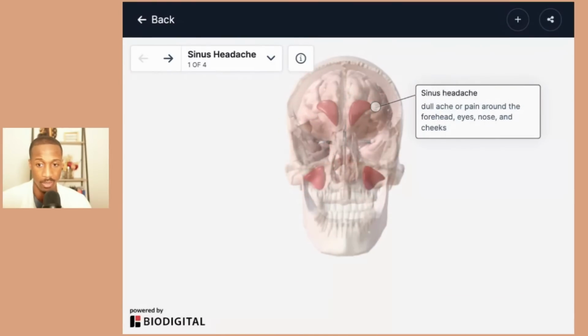In general, if we're talking about a sinus headache, think of it as a dull ache or pain around the forehead, eyes, the nose, and the cheeks. This is a type of headache that can result from a sinus infection, but could also be confused with other types of headaches or migraines. Believe it or not, there are different types of headaches, but typically the underlying cause of a sinus headache is a pain or pressure in the sinuses. Risk factors for sinus headaches could include any type of personal or family history of headaches, frequent infections.